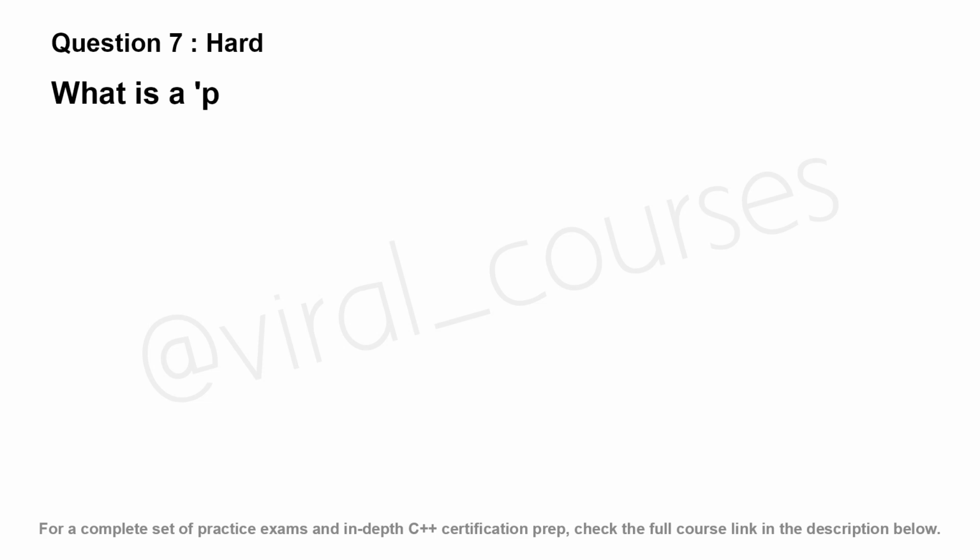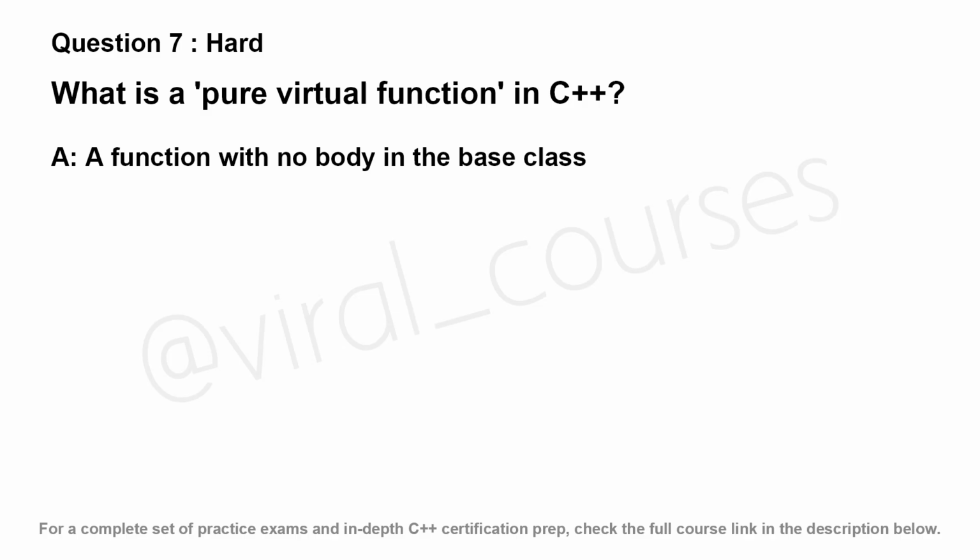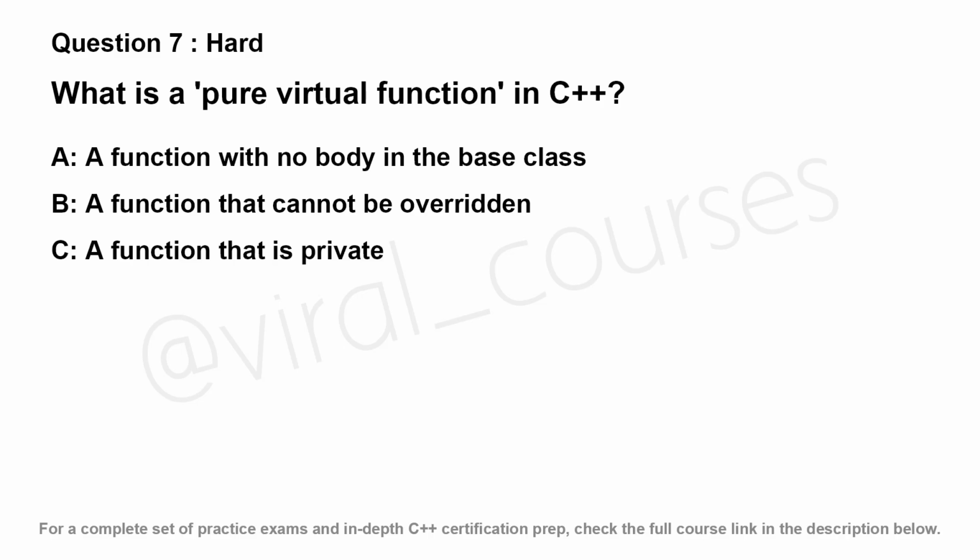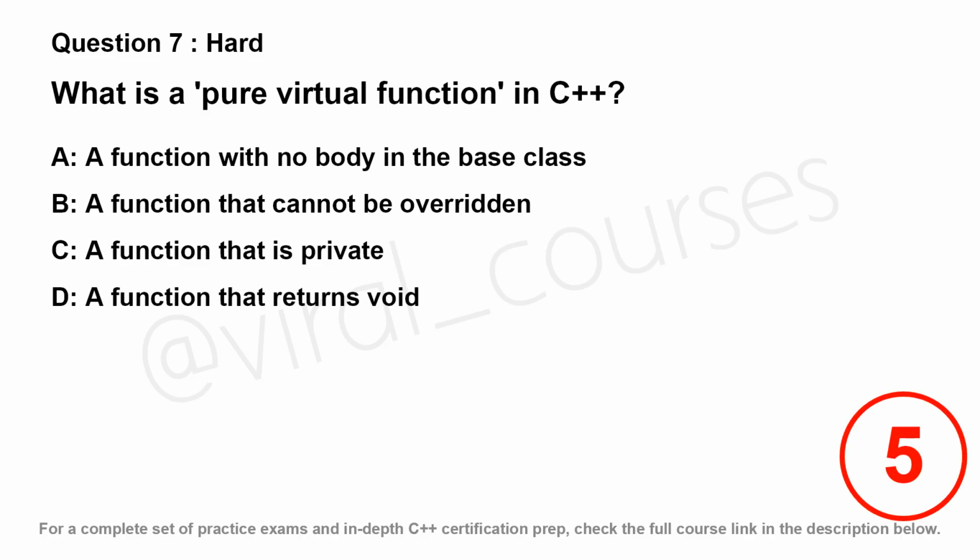What is a pure virtual function in C++? Option A, a function with no body in the base class. Option B, a function that cannot be overridden. Option C, a function that is private. Option D, a function that returns void.